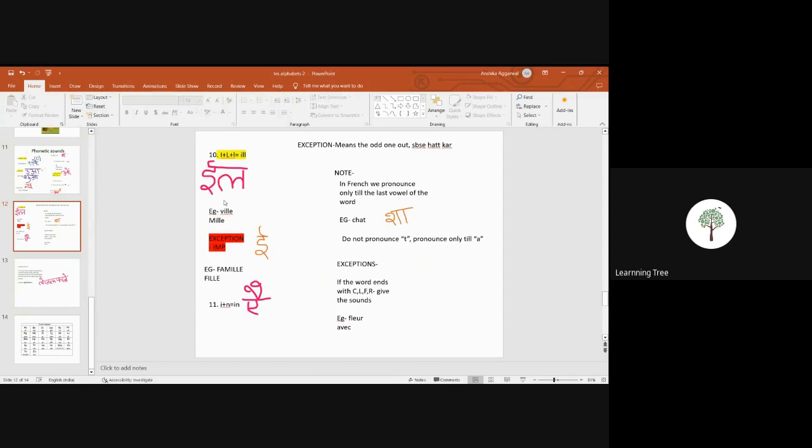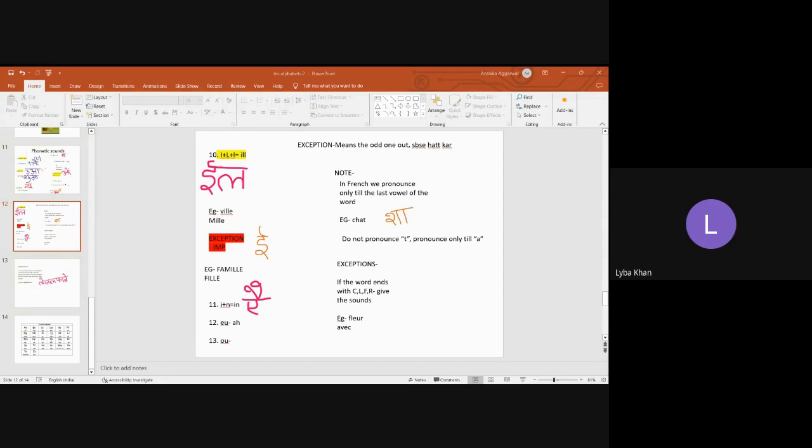The last sound is IN. IN gives the sound of an. But sometimes the sound of IN changes according to the word. Usually the sound of IN is an. And one more sound I would like to teach you, which is EU, which is a, like normal a. And one more sound that is OU, which is oo. ये भी बहुत ज़्यादा common sounds हैं. EU is a, OU is oo. I hope this part is also clear.